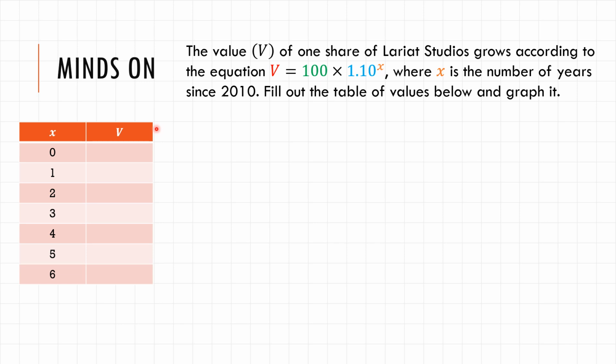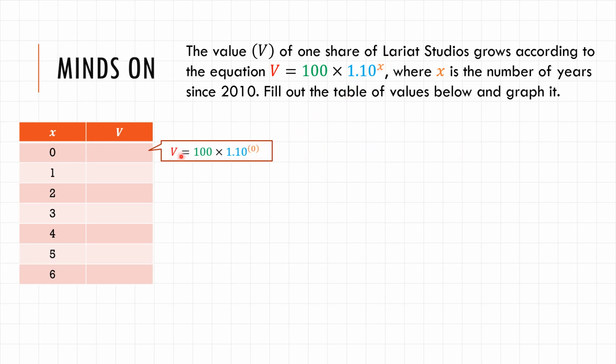And what you can do here is pause this right now, fill out this table of values, and then sketch a graph of it to see how quickly this one share is growing over time. So how do we fill out this table of values? For the first row here, we can see that X is equal to 0. So I'm going to take my equation here and I'm going to replace X, of course, with 0.